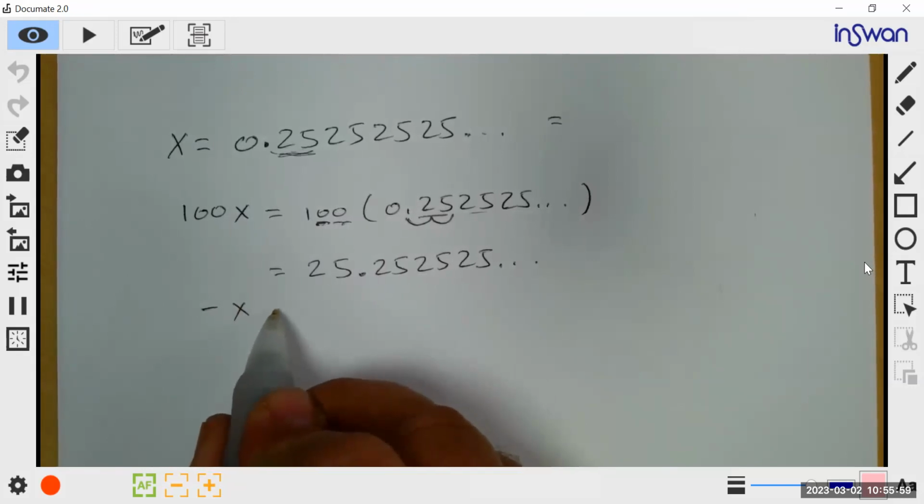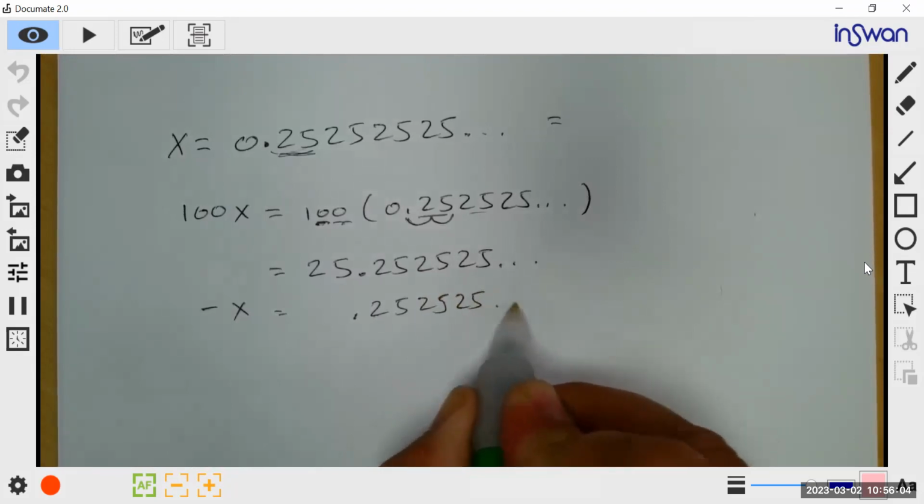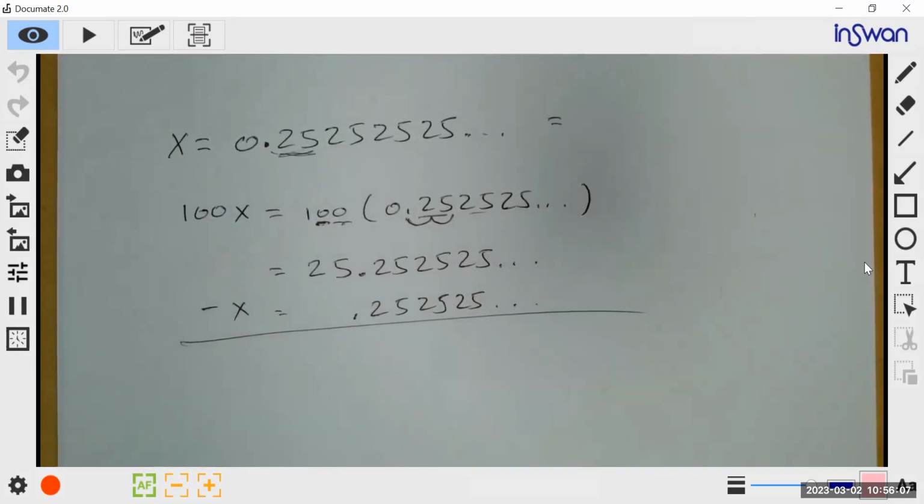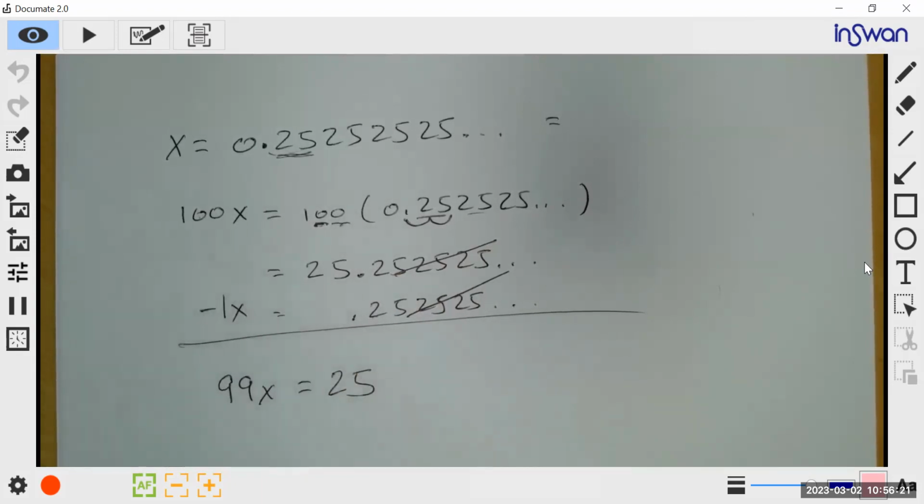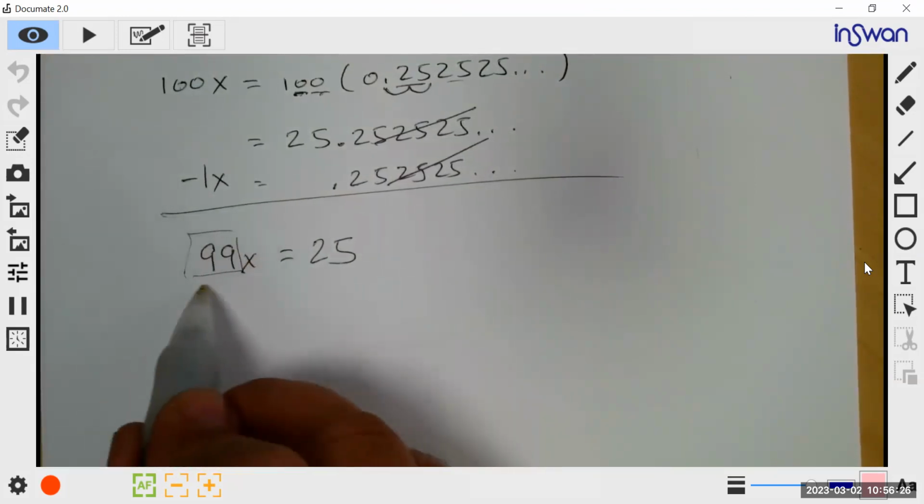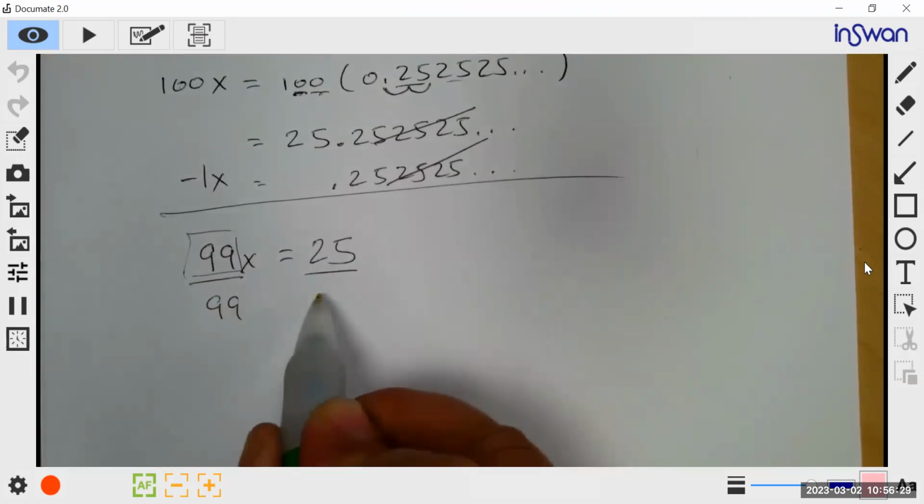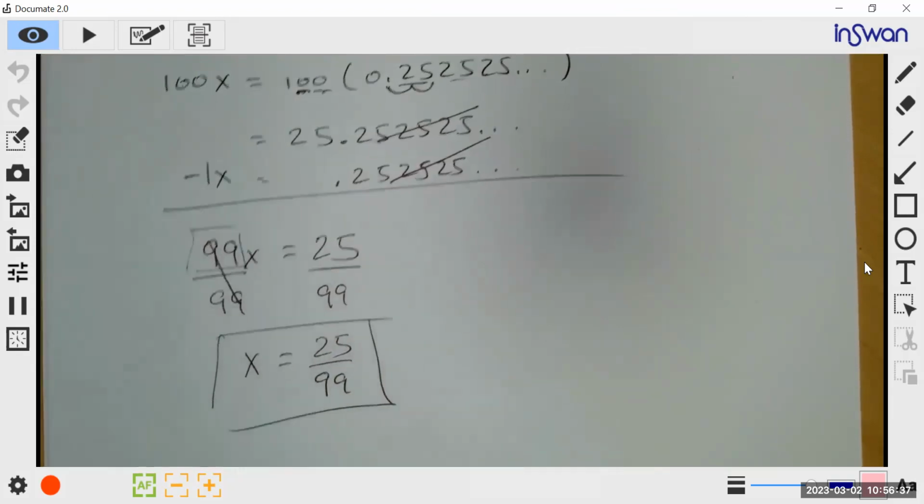What do we do with this number now? Subtract X, which is 0.252525... 100 minus 1 is 99x. The decimals cancel. Get x by itself. Divide both sides by 99. There you have it.